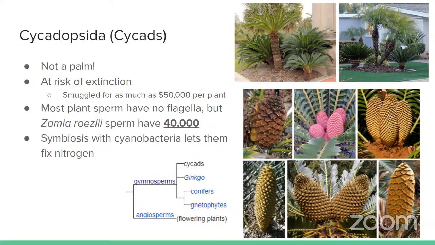Next, we have what looks like a palm tree. So we saw ferns that look like palm trees. Now we're seeing gymnosperms that look like palm trees. Not a palm tree though. This is a cycad. Cycads have a trunk, and then they have these spiky leaves that almost look like fronds. They are at risk of extinction.